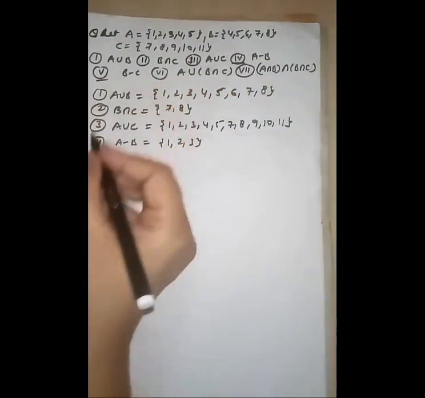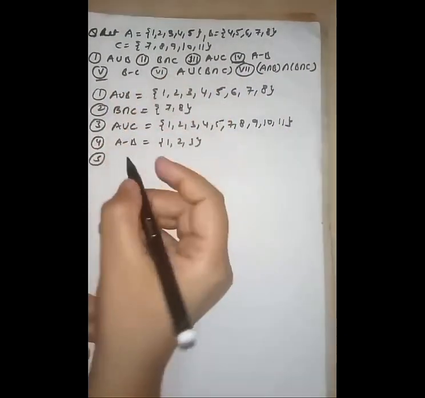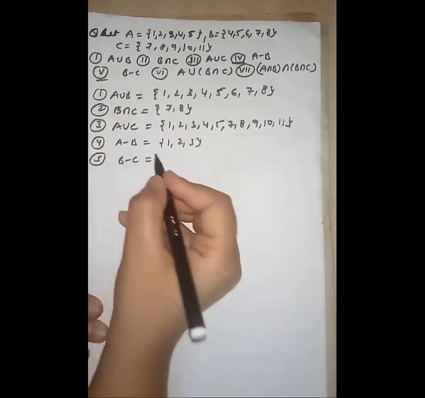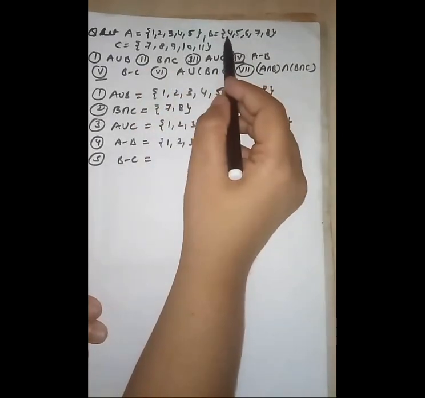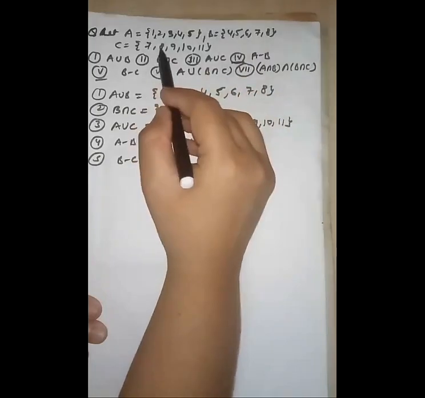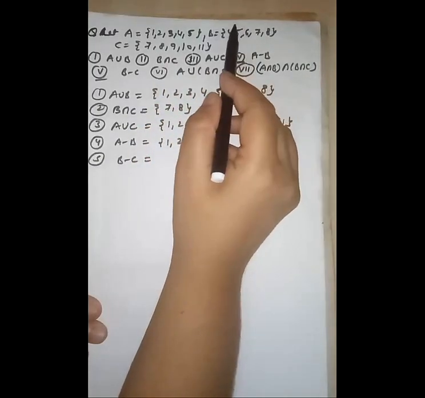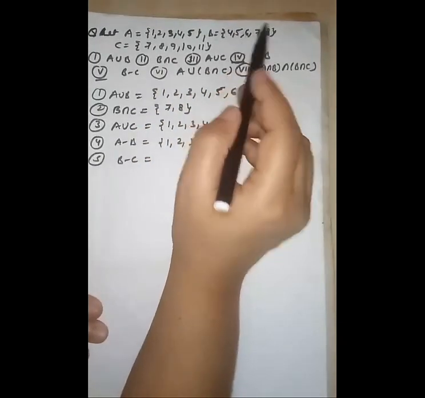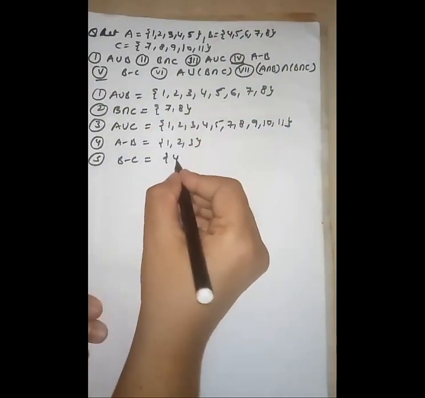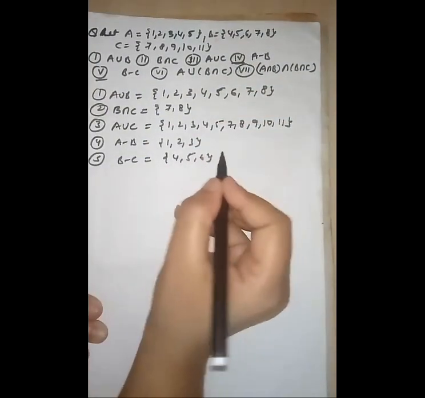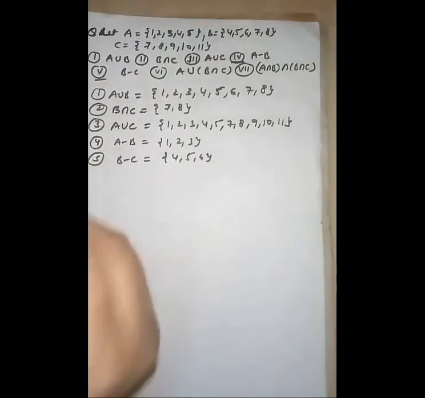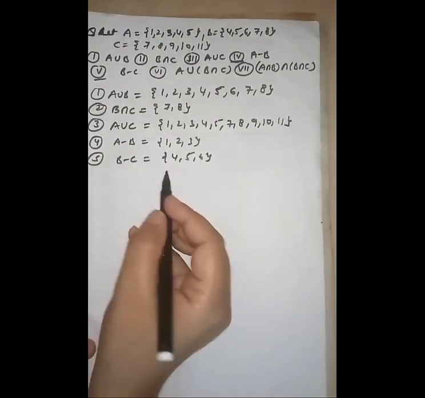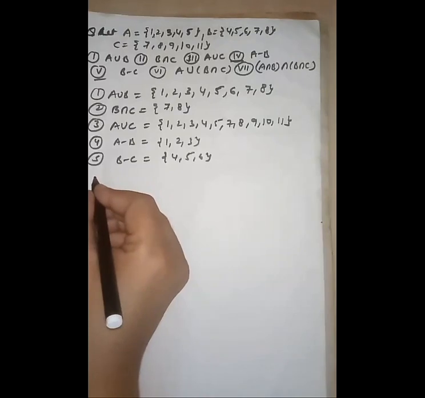Now this is fourth one and this is your fifth one. Fifth one you can find B minus C. So you are seeing the elements of B and C. So 4, 5, 6, 7, 8 and C is 7, 8, 9, 10, 11. So you are taking only the elements of B. So here is only 4, 5 and 6. 7, 8 elements are common also in C. So common element, so don't take it. So B minus C means 4, 5, 6.